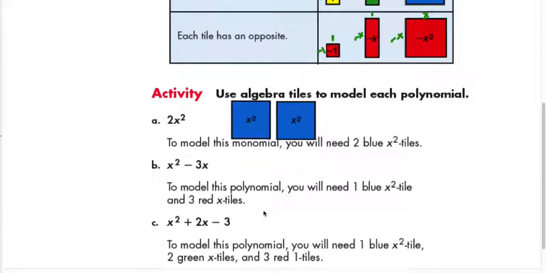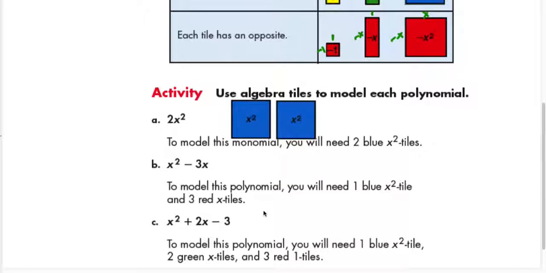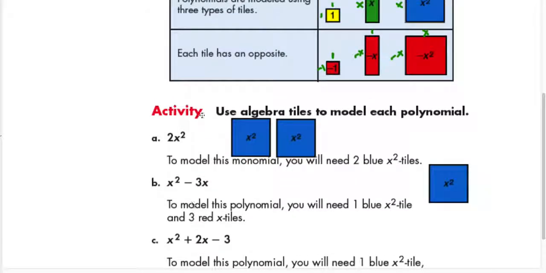Let's take this one step further. Let's try x squared minus 3x. So x squared minus 3x would give you one blue tile. It's this one. Let's put this on the side right there. And then since it's -3x, you'll need 3 of the red tiles, 3 of the negative x tiles right there. So this is the model of x squared minus 3x.